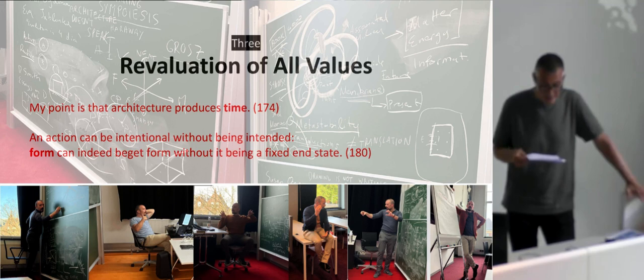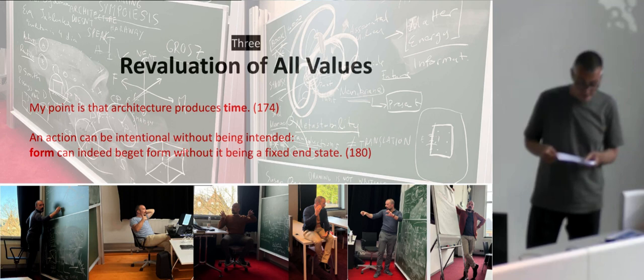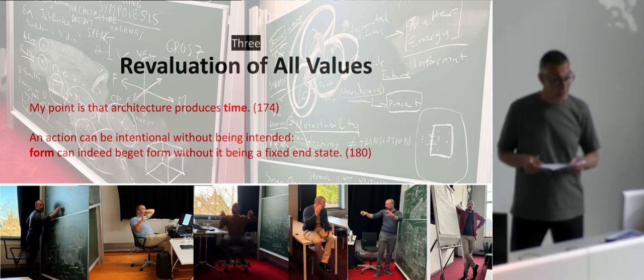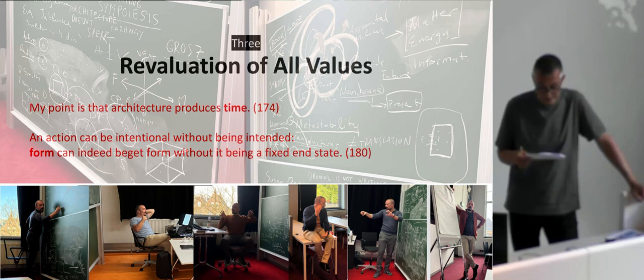This is where Kousoulas delves into the larval stage with a little help from a friend who is yet to be absorbed into architecture theory, Ryan Clear. He says, an action can be intentional without being intended. Form can indeed beget form without it being a fixed end state, page 180.